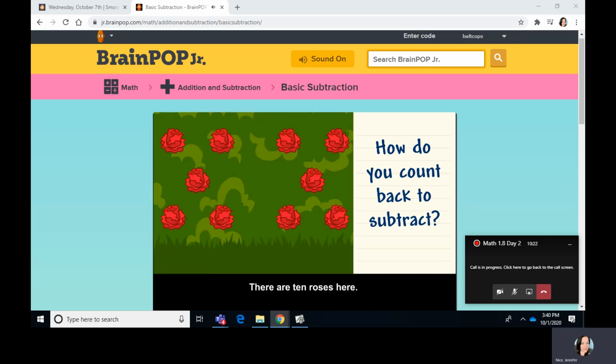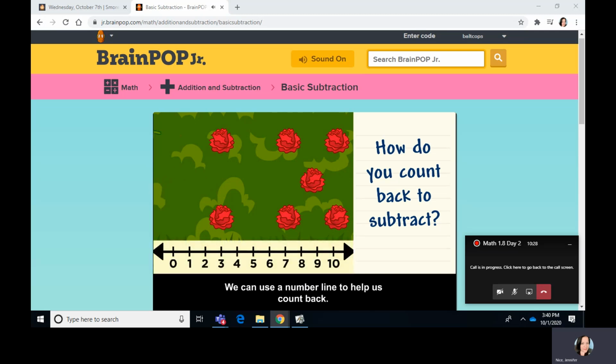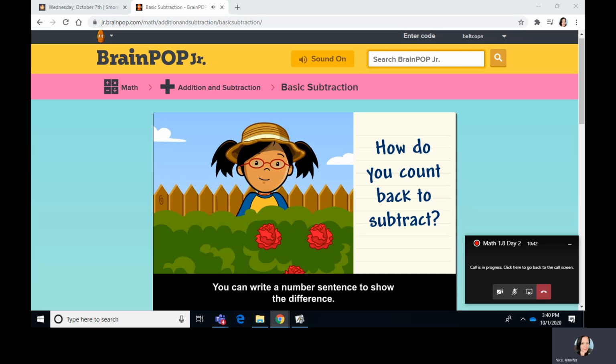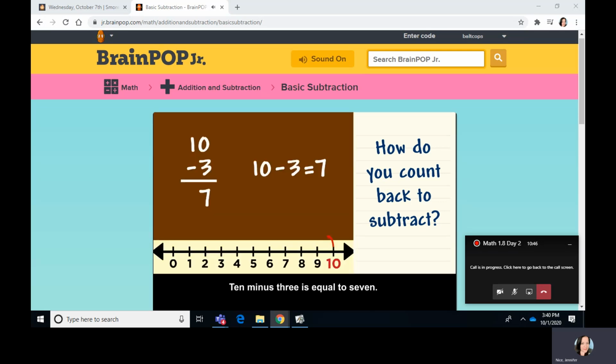There are 10 roses here. You pick 3 of them. We can use a number line to help us count back. We start at 10, and then we count back 3: 9, 8, 7. So there are 7 roses left. You can write a number sentence to show the difference. 10 minus 3 is equal to 7.